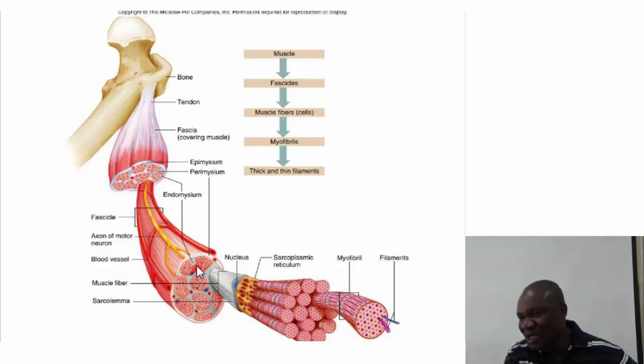The muscle cells are covered by a connective tissue called endomysium. Then the muscle cell is made up of fibrils or myofibrils. So these are the myofibrils. Then the myofibrils are made up of myofilaments. So these are the myofilaments. And there are two types of myofilaments. These are the thick filaments and the thin filaments.